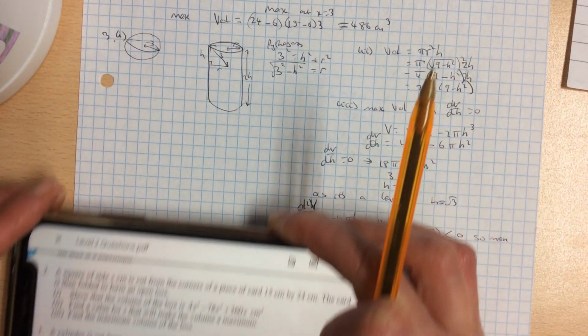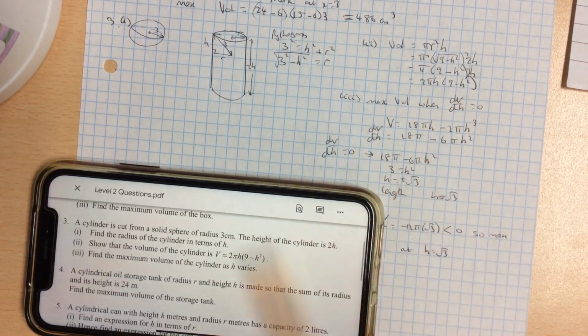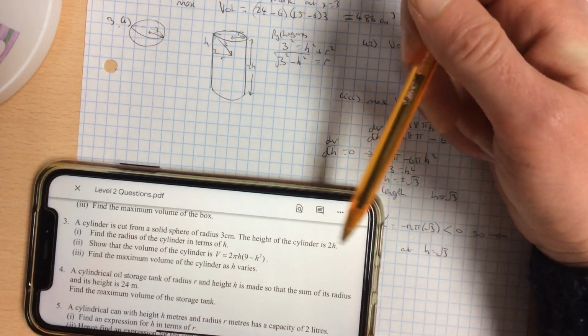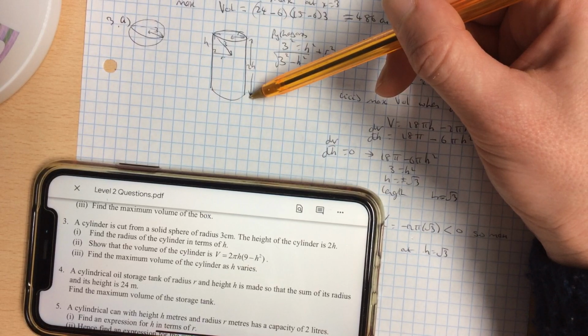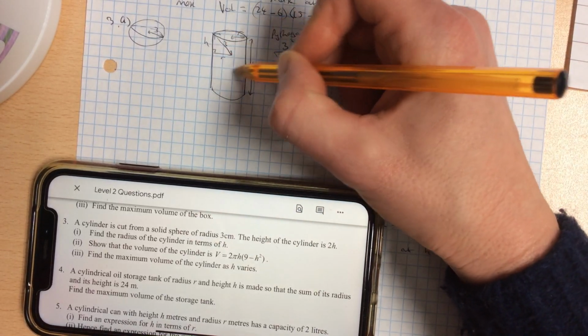Number 3, a cylinder. Now this is quite tricky. A cylinder is cut from a solid sphere of radius 3. So this is my sphere. The height of the cylinder is 2h. Find the radius of the cylinder. So if you can imagine the sphere fitting in here.